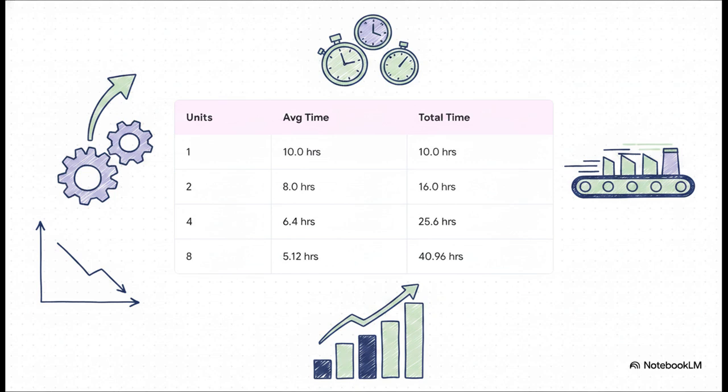Take a look at this example. We're using an 80% learning curve. The very first unit takes 10 hours to make. But notice what happens every single time the cumulative production doubles. When we go from 1 unit to 2 units, the average time drops to 80% of the original, so down to 8 hours. When we double again, from 2 to 4 units, it drops another 80%, hitting 6.4 hours. It's an incredibly powerful way to objectively forecast your labor costs, especially when you're launching a brand new product.